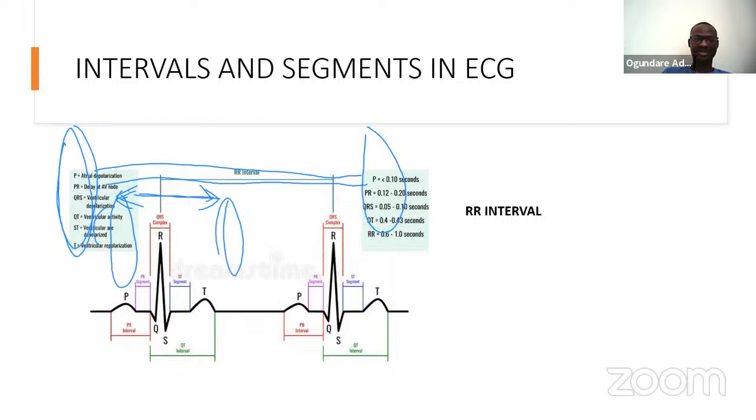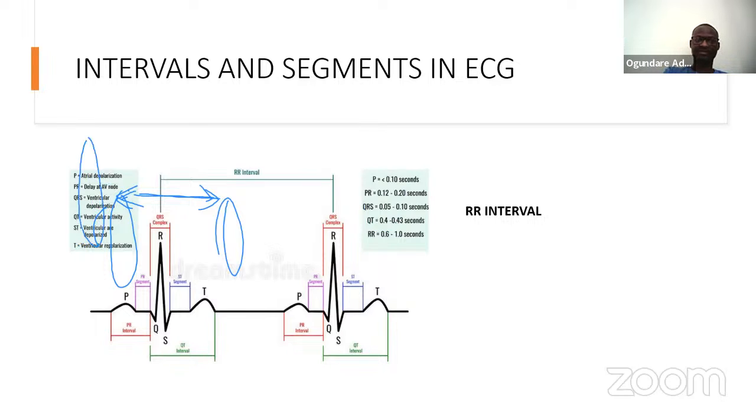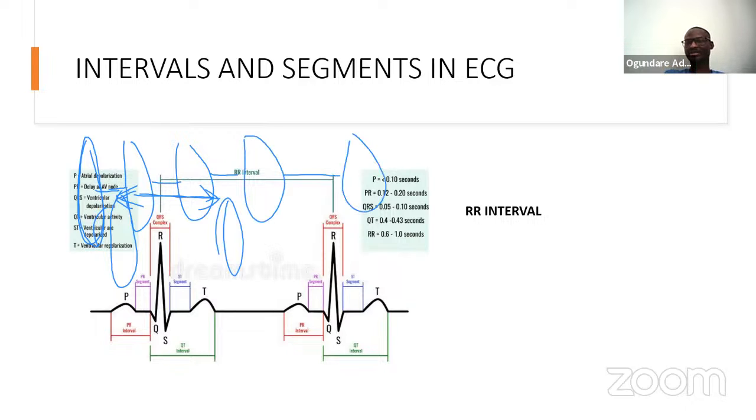Okay, so now with tachycardia, definitely the gap is going to be shorter. So maybe we have a ventricular contraction here, then just shortly after that we have another one. Shortly after that we have another one, and another one. So the RR interval is going to be extremely shorter.